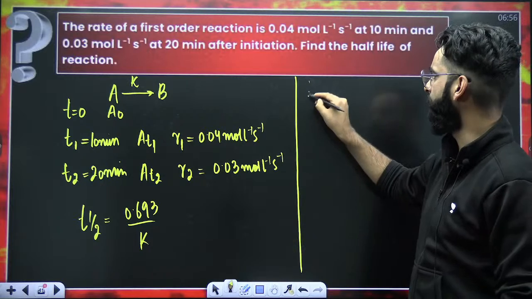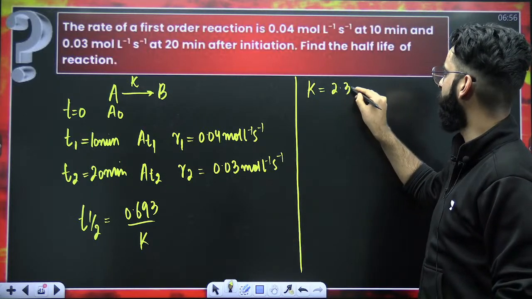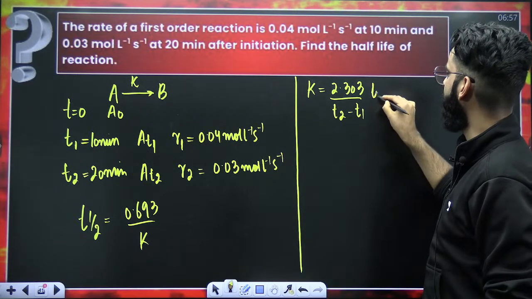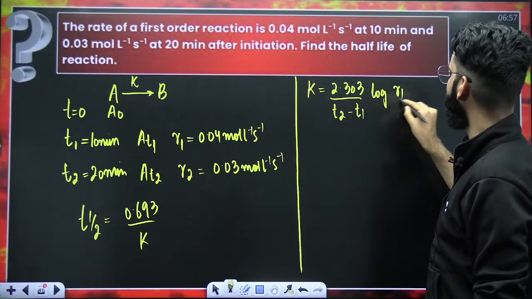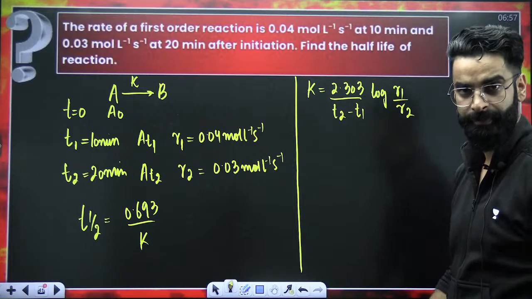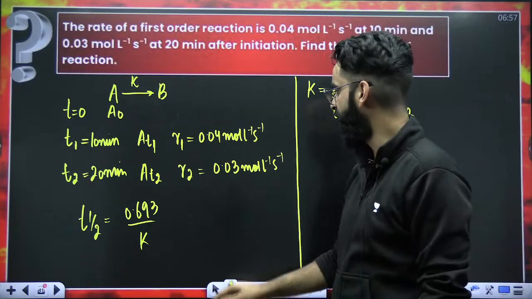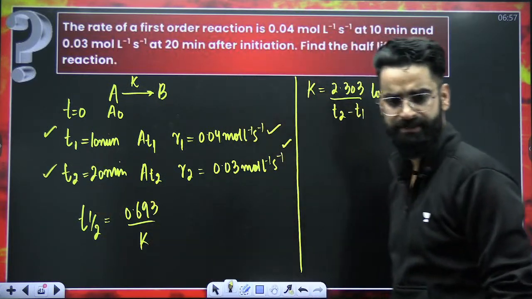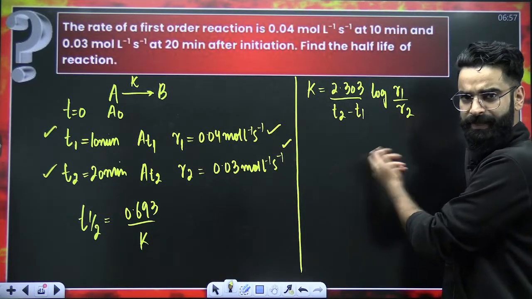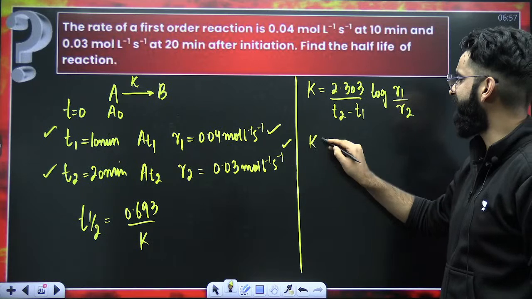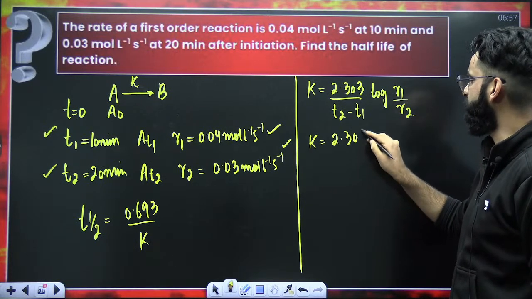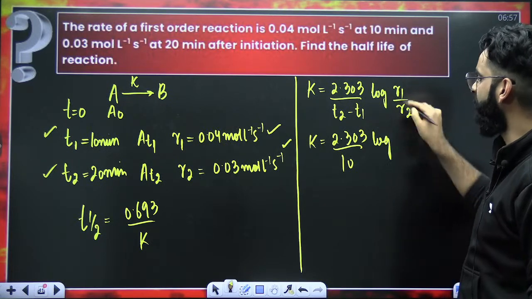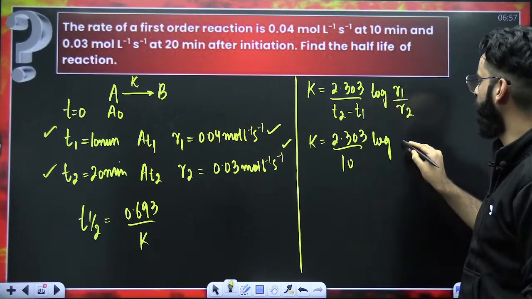And how do you get the value of K here? Few minutes back I told you, K is equal to 2.303 divided by t2 minus t1, log of R1 divided by R2. Perfect. Two rates of reactions at two different times are given to us, so of course I'll be using this expression to get the value of K. So K is 2.303 divided by t2 minus t1, which is 10, then log of R1 by R2, which comes out to be 4 by 3.